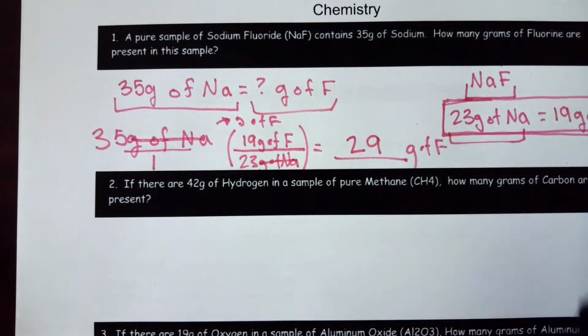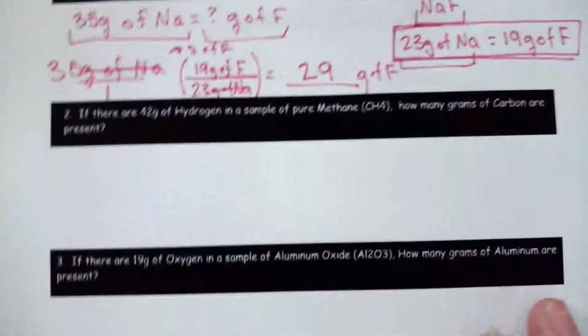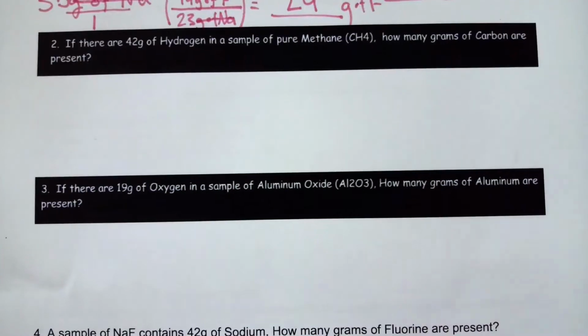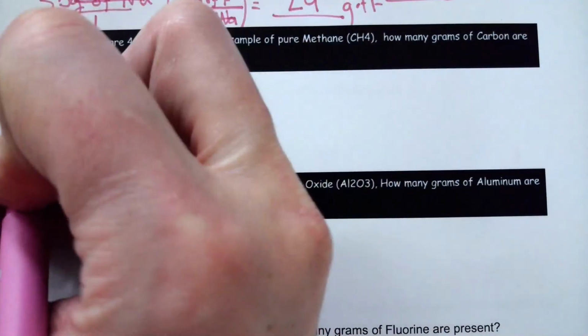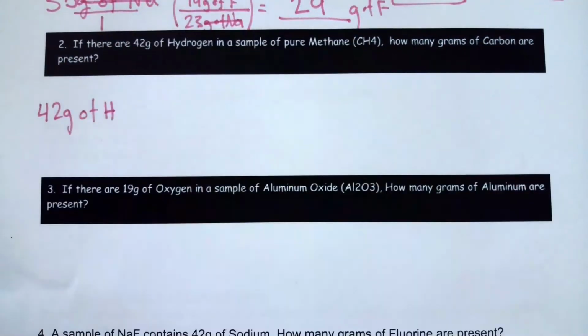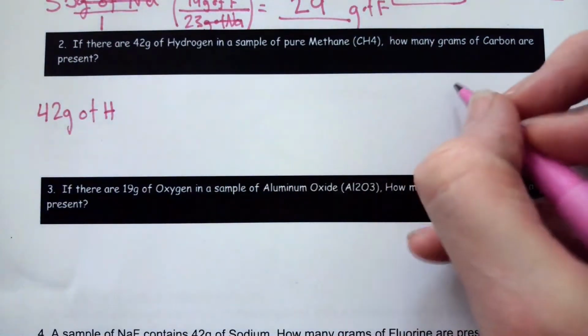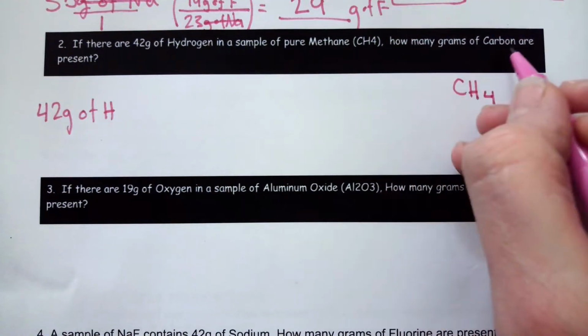Now we're going to move on to the next one here. Feel free to pause the video if you want to try set it up yourself first. It says if there are 42 grams of hydrogen, so that's my given quantity, what I'm starting with, and my compound is methane, which is CH4, how many grams of carbon?